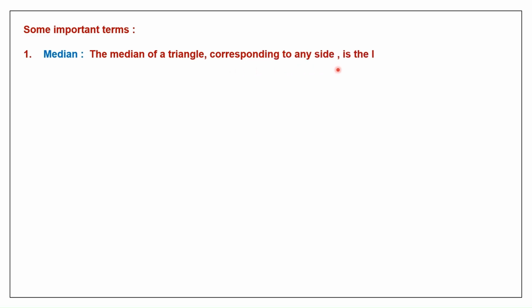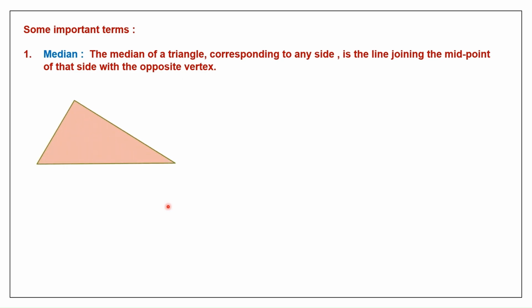Now let's go through some important terms. The first one is the median. The median of a triangle corresponding to any side is the line joining the midpoint of that side with the opposite vertex. So if you take any side, the line that joins the midpoint of that side with the opposite vertex. So let's take a triangle. So we have a triangle here, triangle ABC.